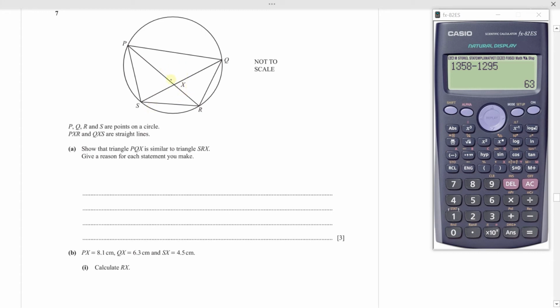So if we look at this angle and this angle, these are equal because they are vertically opposite angles. So I can say angle PXQ is equal to angle SXR because they are vertically opposite angles.